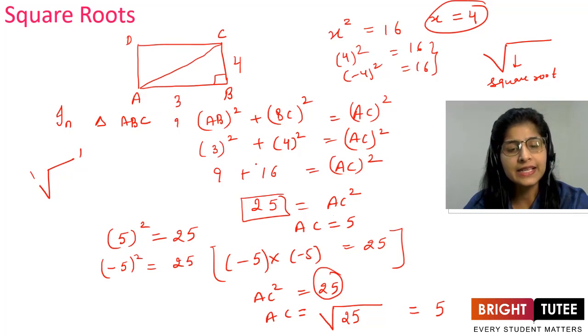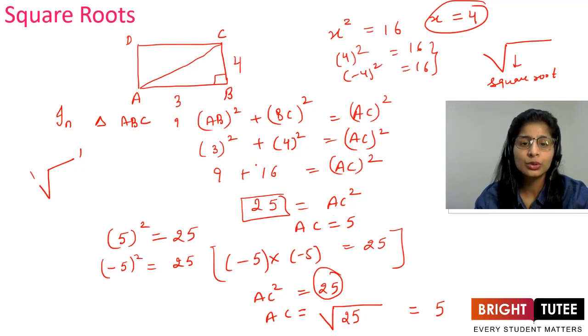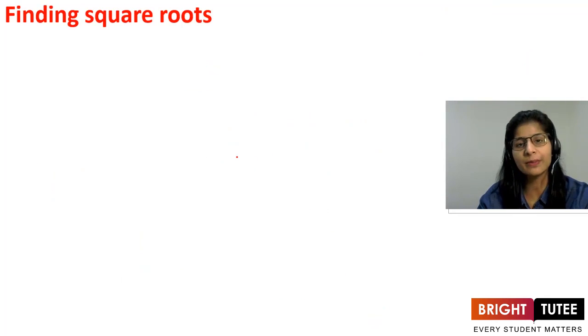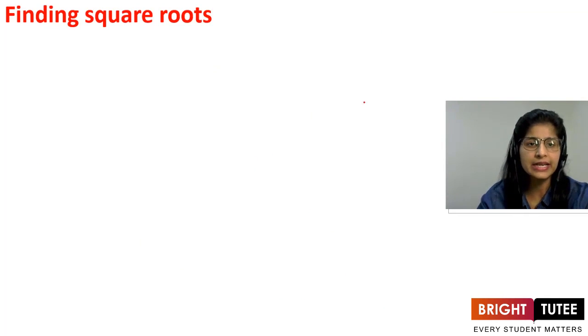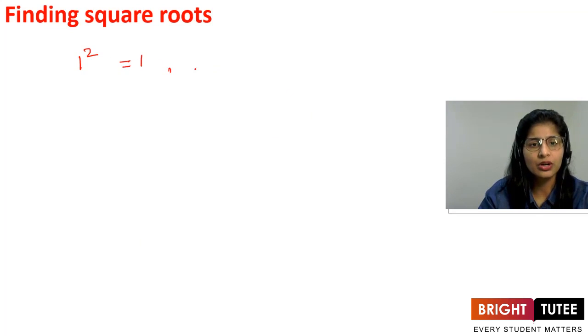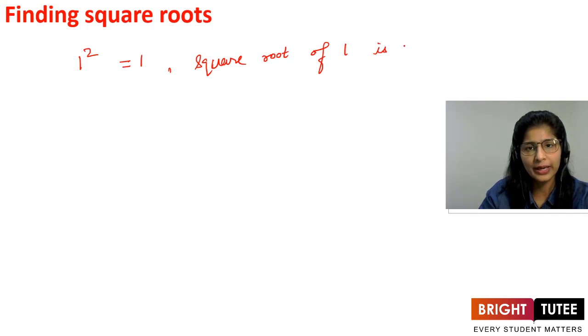Okay, let us now move to the process of finding a square root. How do we find the square root? I'm giving you some basic examples and then we'll go ahead. Just see, square of 1 is equal to 1. So we will write square root of 1 is 1.